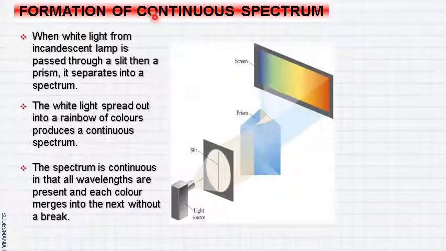How is the continuous spectrum formed? First of all, there is a source of light. The white light from the incandescent lamp is passed through a slit, then a prism. It will separate into a spectrum. The white light spreads out into a rainbow of colors, producing a continuous spectrum. This continuous spectrum is continuous in that all wavelengths are present and each color merges into the next without a break.